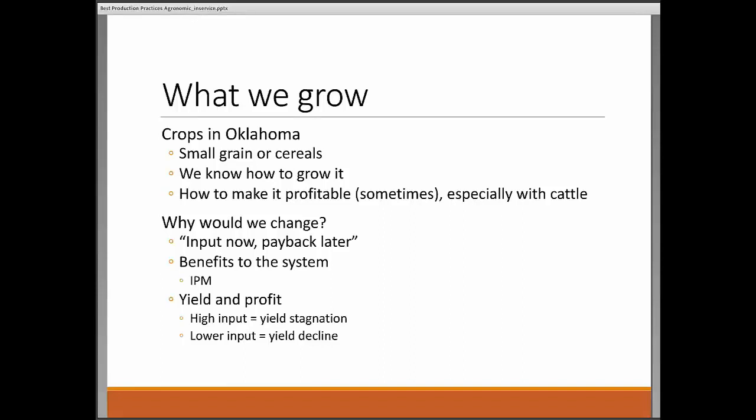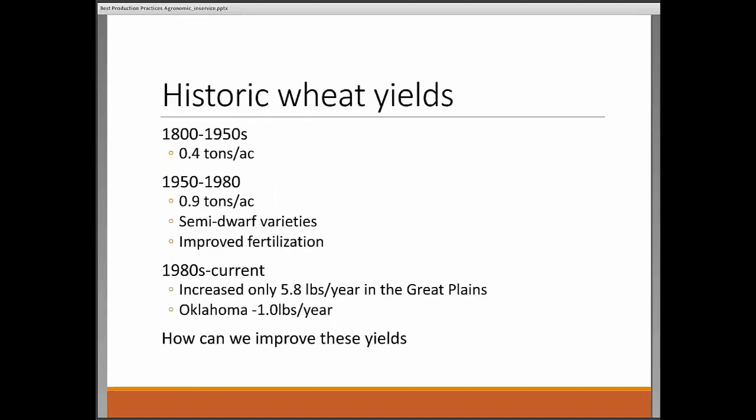When we brought in semi-dwarf varieties, we had improved fertilization through increased purity of the fertilizers that we used. We did increase. We went up to about a ton per acre, so that's a 100% fold increase. And that happened kind of right in those 1950s, 1980s, kind of that back end of the 1970s.